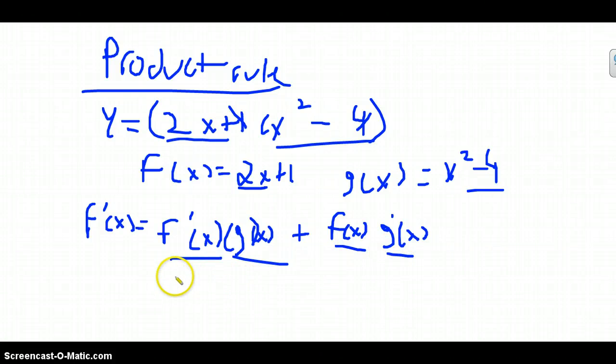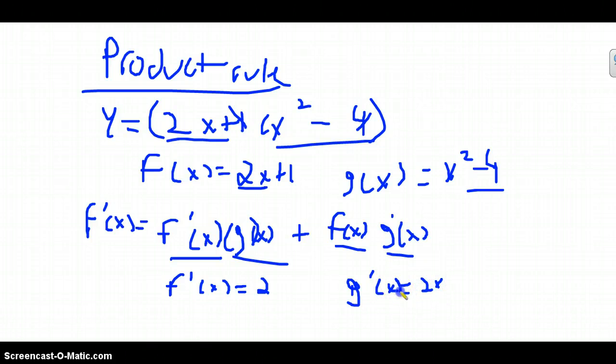We say the derivative of 2x plus 1 is equal to 2, and then the derivative of x squared minus 4 is equal to 2x, so g prime of x equals 2x. And then we just plug in, and we're running out of time, so in the next video I will finish this problem. If not, finish it on your own. All you have to do is plug in the rest.